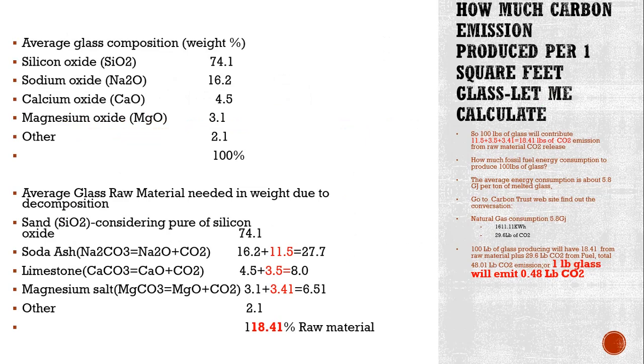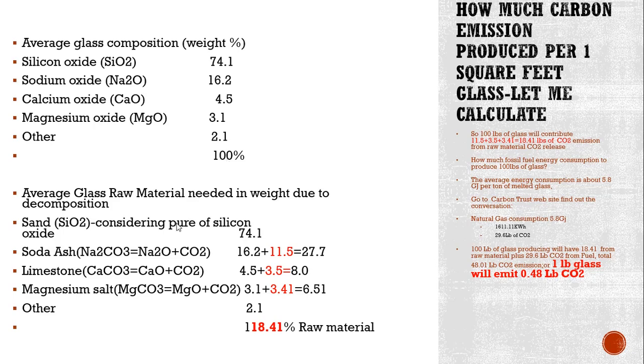So let's get started to know what the glass composition is. The glass composition lists 4 major parts: silicon dioxide, sodium oxide, calcium monoxide, and magnesium oxide. The percentages add together to 100%.